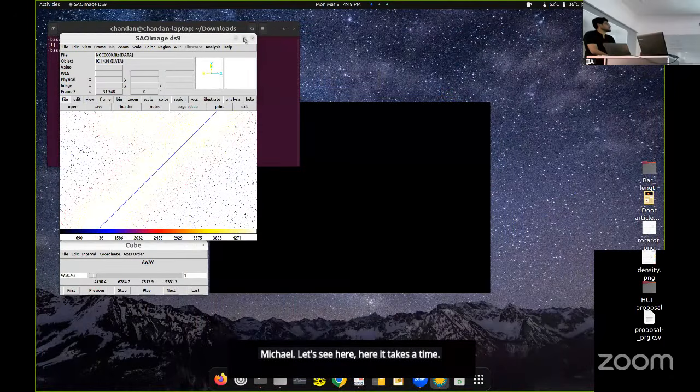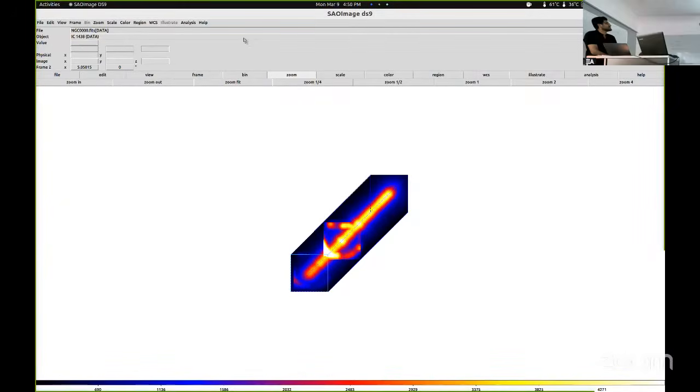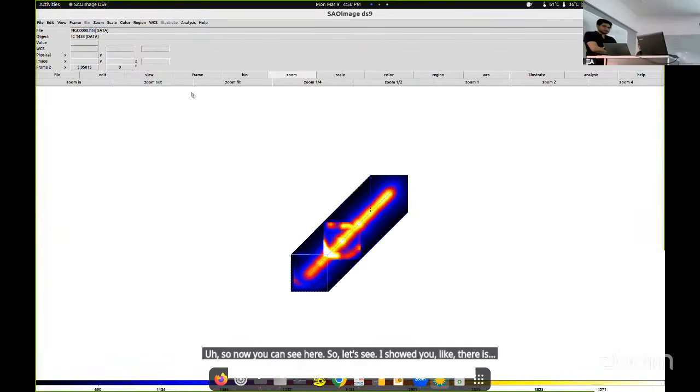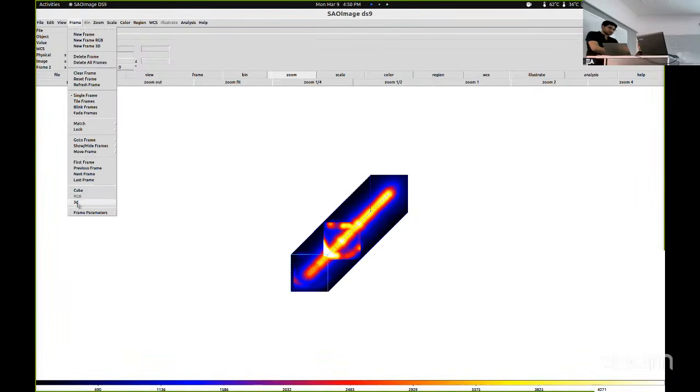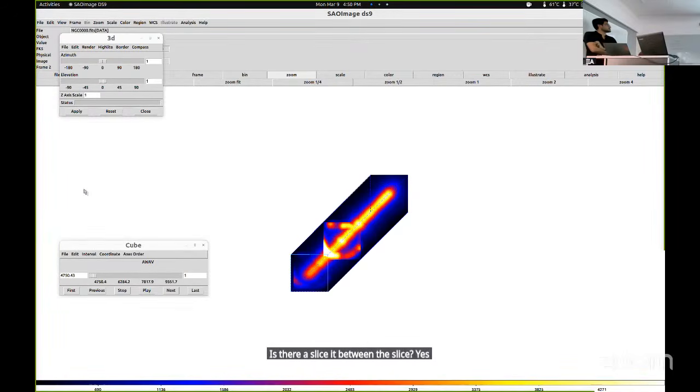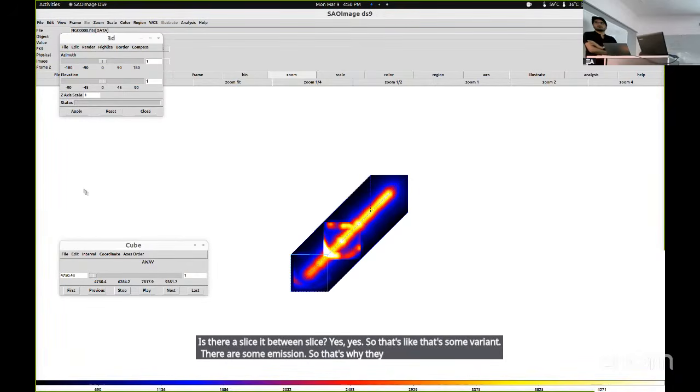Let's see, here it works, here it takes some time. So now you can see it here. So let's see. I showed you there was one more. Is there a slice in between? There's one slice. Yes. So that's like at some wavelength there is some emission, so we can see that at some slice.